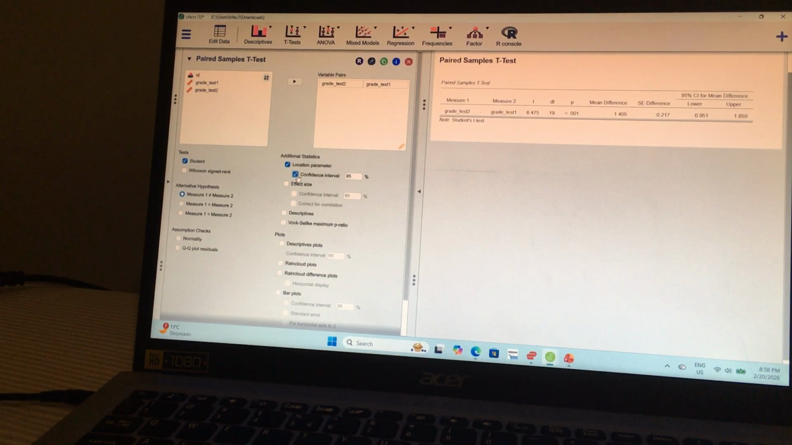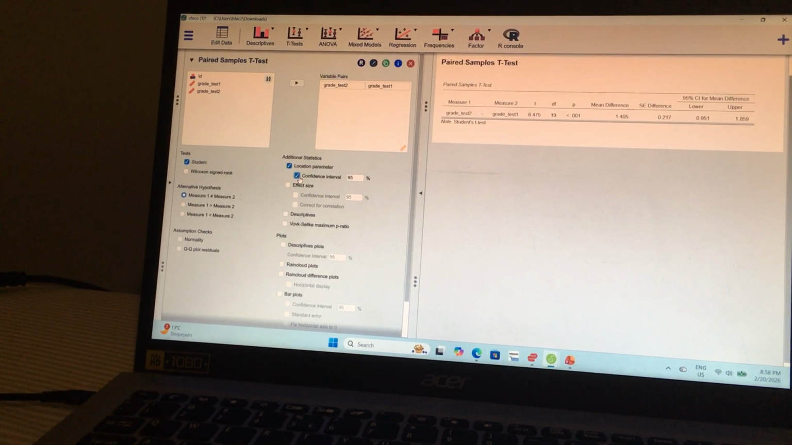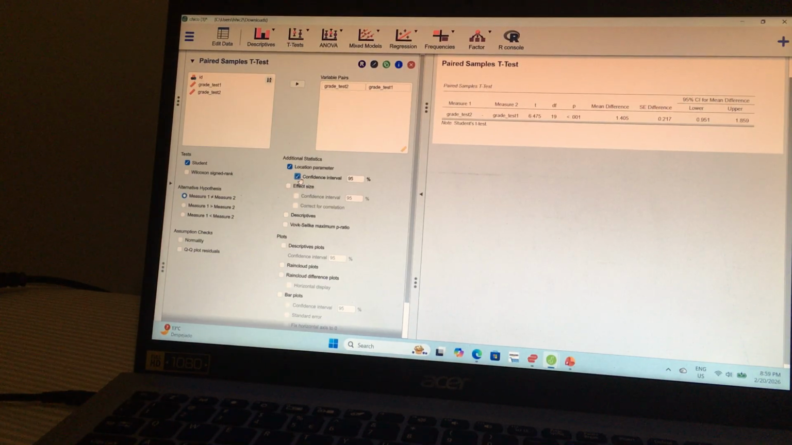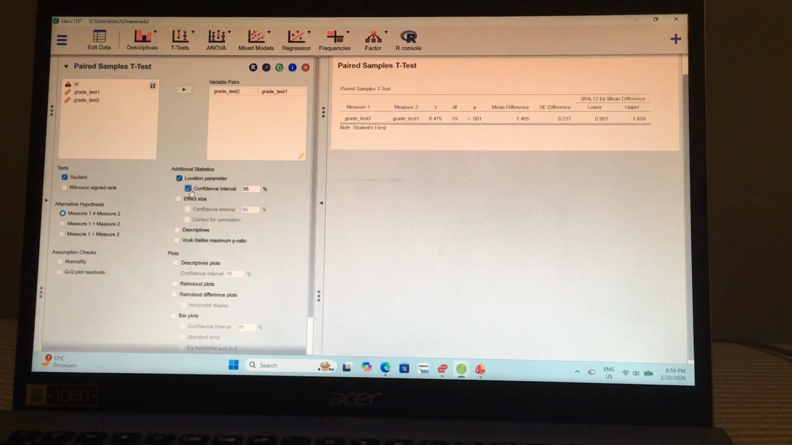And again, this is the paired samples t-test, grade test 2 minus grade test 1. And our t-value is correct, 6.475. The degrees of freedom is n minus 1, or 19. P-value 0.001. Mean difference 1.405. And the SE difference 0.217. Lower bound of the confidence interval 0.951. Upper 1.859.